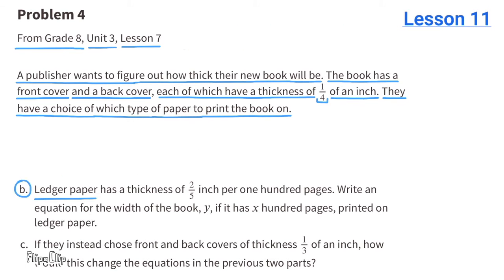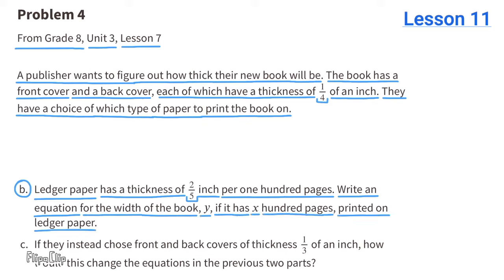B. Ledger paper has a thickness of 2/5 of an inch per 100 pages. Write an equation for the width of the book y if it has x 100 pages printed on ledger paper. The thickness of the front cover and back cover combined is still 1/2 inch. So the only term that will change will be the amount multiplied by x. Instead of 1/4 x, we'll have 2/5 x. So y equals 2/5 x plus 1/2.